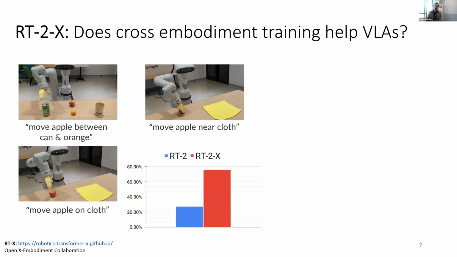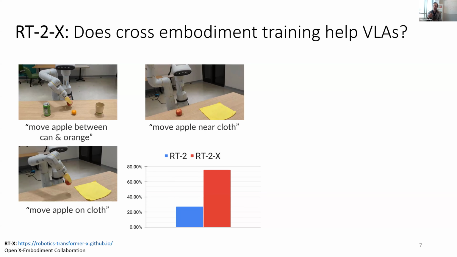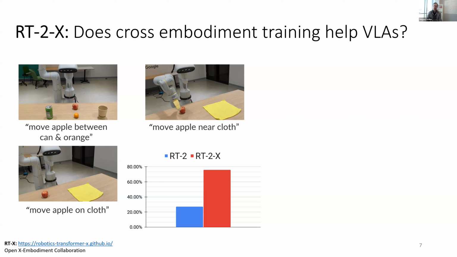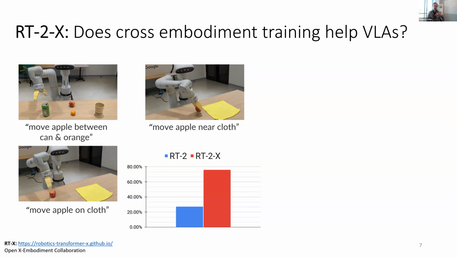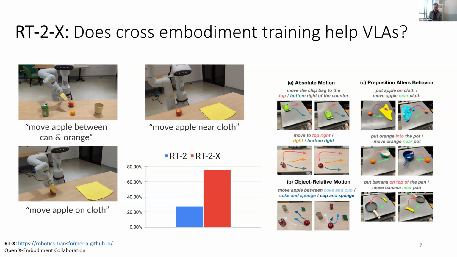And on the most difficult out-of-distribution test examples, using the cross-embodiment RTX dataset led to 3x better performance than just using the data from the robot shown here, which is the blue bar. So that means that cross-embodiment actually helps even more when you want to follow diverse language instructions. And these are more examples of the kinds of language instructions this model could handle.